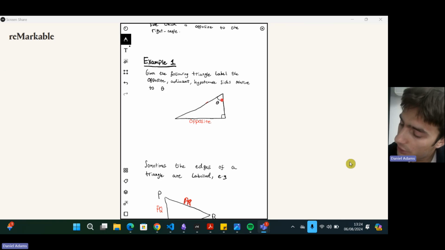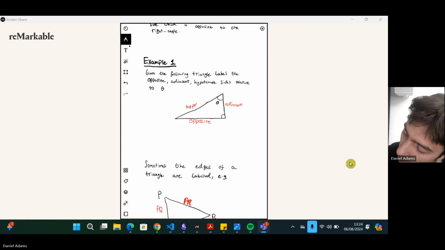Then where's the adjacent? Well, what side is next to both the angle theta and the right angle of the triangle? Well, it's this one here. This is the adjacent. And last but not least, you have the hypotenuse side, which is always opposite the right angle. Okay, so we look at the right angle, we go opposite, and we write hypotenuse.